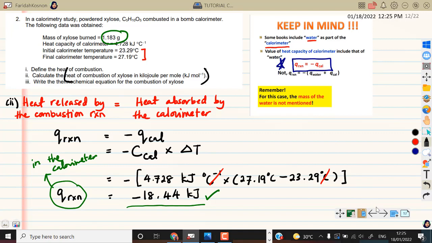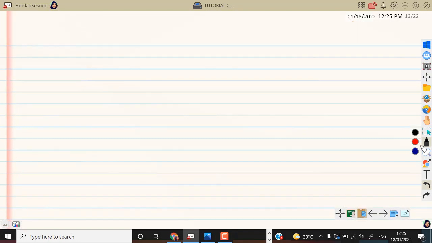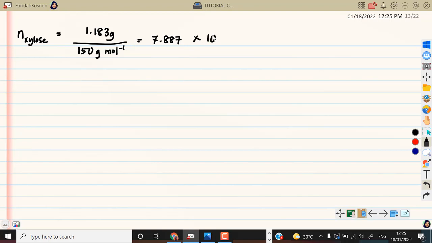We have to continue. Okay, so you have to continue with number of moles of Xylose. So cari mole of Xylose. Tunjukkan jalan kerja. So we have 1.183 gram. Okay, divide by 150 gram per mole. Okay, so you have to use your calculator carefully. So you will get around 7.887 times 10 to the power of negative 3 mole.